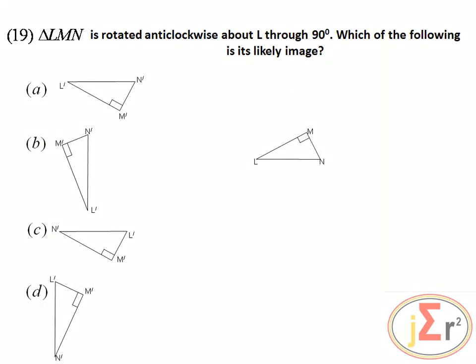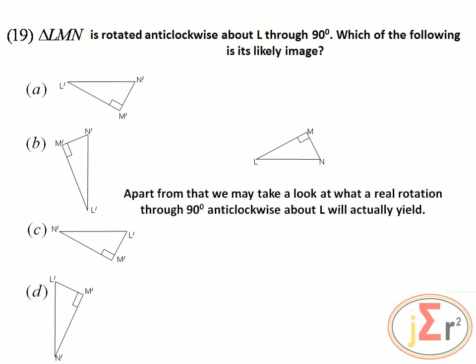Same problem. What do we do? Apart from that, we may take a look at what a real rotation through 90 degrees anticlockwise about L will actually yield. So apart from making an approximation and making use of the horizontal line that is convenient, we will actually do the 90 degrees rotation. Like that, all the way to 90 degrees. And that is what it looks like.